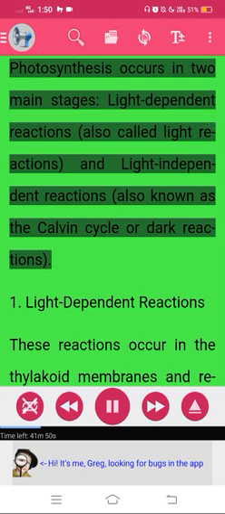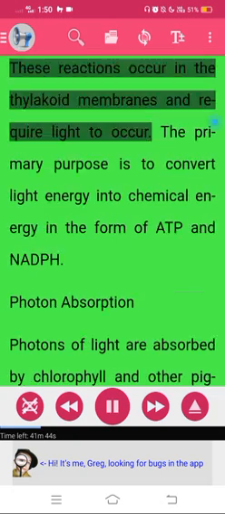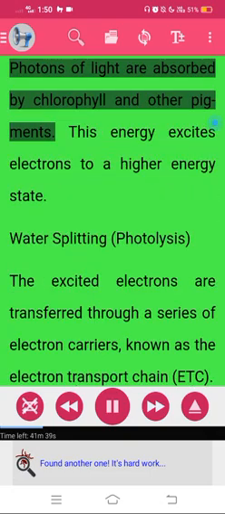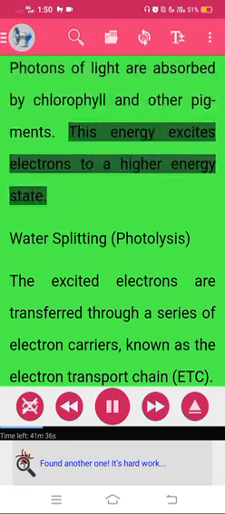Photosynthesis occurs in 2 main stages: light-dependent reactions, also called light reactions, and light-independent reactions, also known as the Calvin cycle or dark reactions. 1. Light-dependent reactions. These reactions occur in the thylakoid membranes and require light to occur. The primary purpose is to convert light energy into chemical energy in the form of ATP and NADPH. Photon absorption. Photons of light are absorbed by chlorophyll and other pigments. This energy excites electrons to a higher energy state.